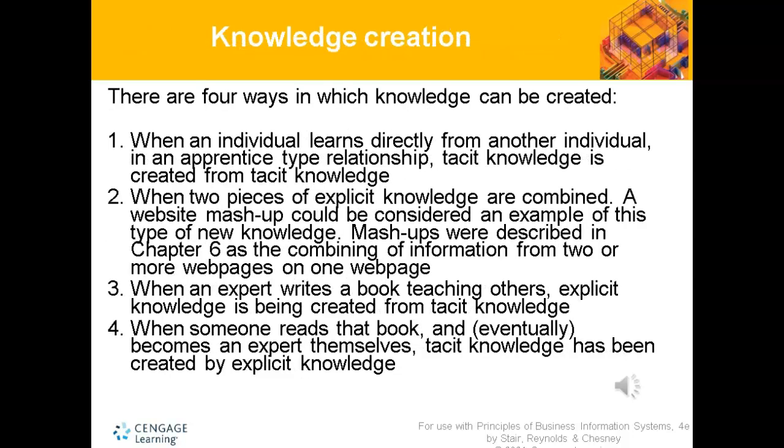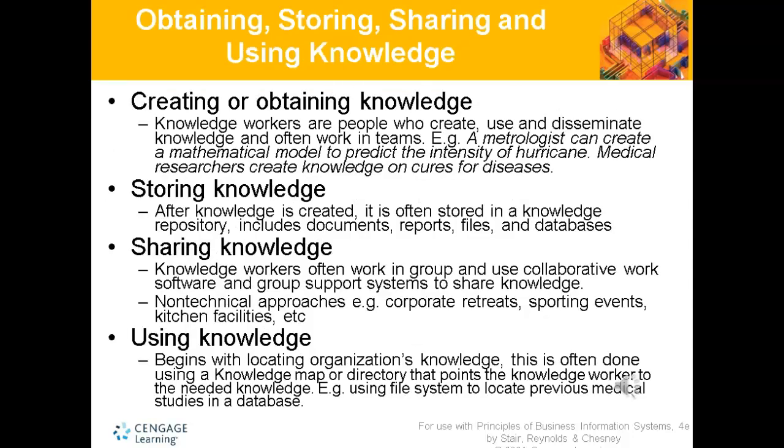Now, knowledge creation. There are different ways knowledge can be transferred: person to person, internet to person, person to internet, all these different ways, right? Now, creating and obtaining knowledge. For a knowledge management system to work, it needs to obtain the knowledge from somewhere. Next, it needs to store the knowledge. Next, it needs to share the knowledge with other employees. And then obviously it needs to use that knowledge to solve problems.